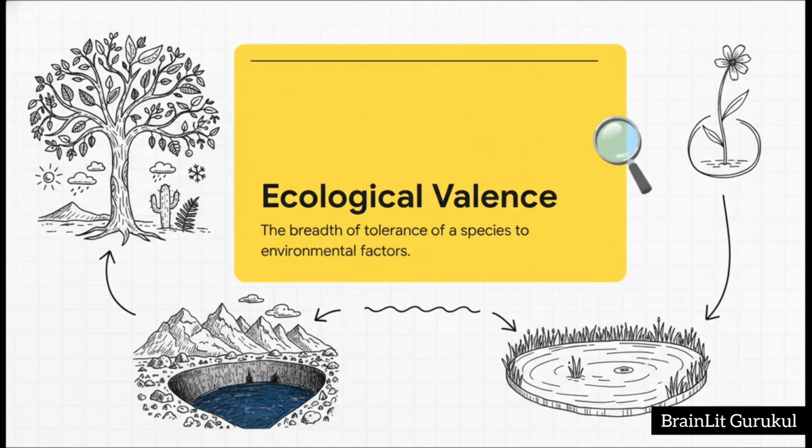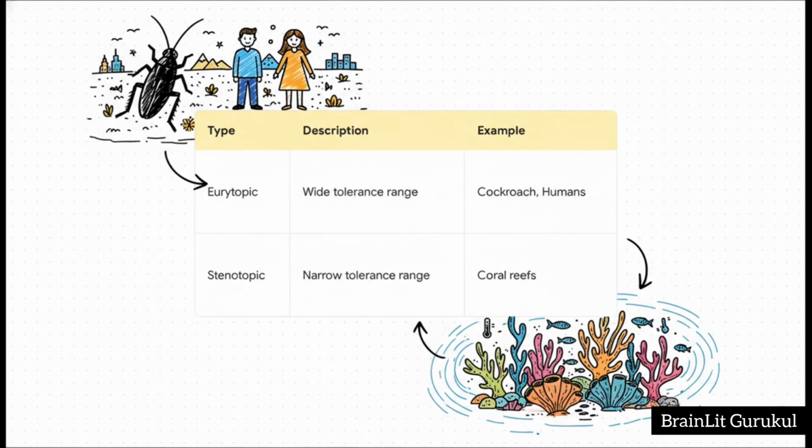This simple question basically splits the entire living world into two major strategies for survival. And this table just lays it out perfectly. On one side, you've got your eurytopic organisms. Think of these guys as the ultimate generalists. They have a wide tolerance for a ton of different factors. Cockroaches, humans, we're classic examples. We can pretty much survive anywhere.